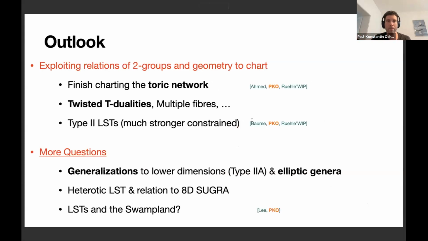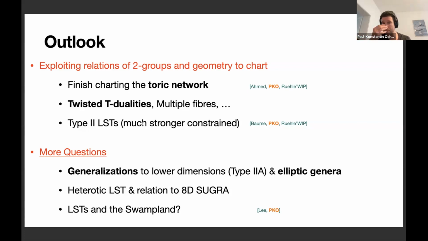An outlook for what we can do in the future: we are currently finishing and charting the toric network and seeing what other nice, interesting things we have missed there. Obviously, now that the twisted T-dualities also become accessible, we would like to look at those. And of course, one can fairly easily do the same program for the other type of little strings, namely the type 2 little strings, which we are currently doing.